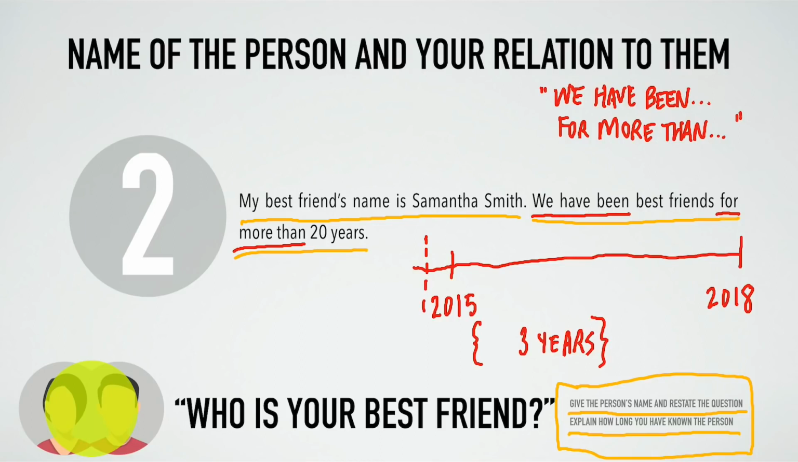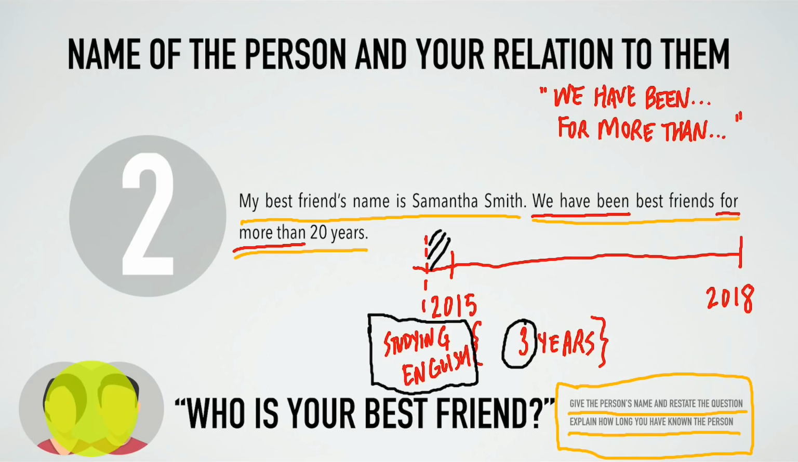Let's say you started studying English right about this time. So we can actually make a sentence like this. We can say, we have been, the action, studying English for more than 3 years. Why? Because of this period right here that exceeds 3 years. So once again, we have been studying English for more than 3 years.